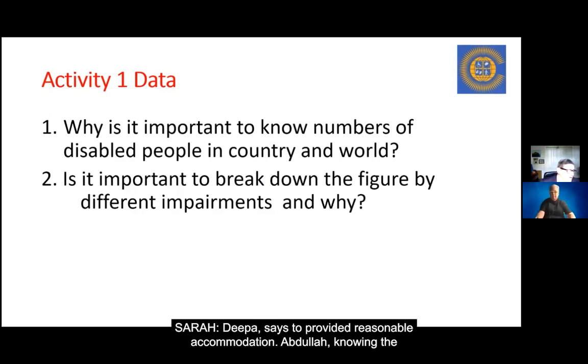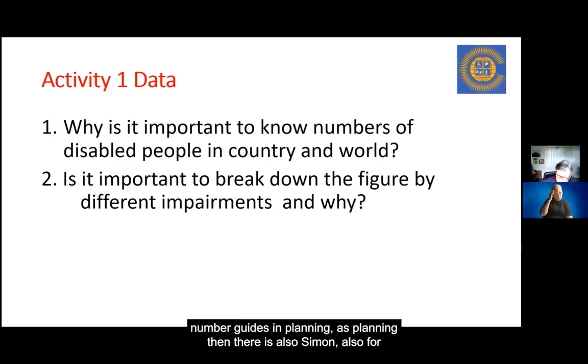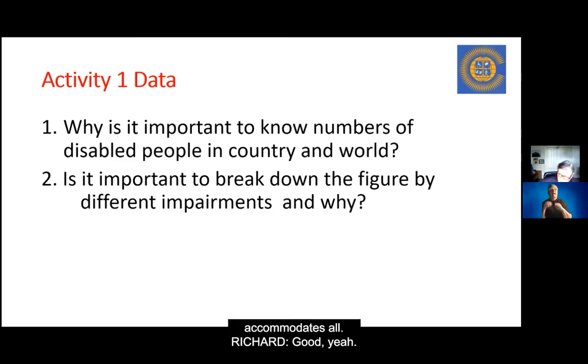Deepa Venkatesh says to provide reasonable accommodation. Abdul Wahab Matepo, knowing the number guides in planning. Yeah, that's planning. Then there is also Simon Mino Achieng, also for planning and implementation of programs and for program purposes. Yeah. Joy Ubong Ni, it is important to know the number as this would inform the policies made and create an equal opportunity that accommodates all.